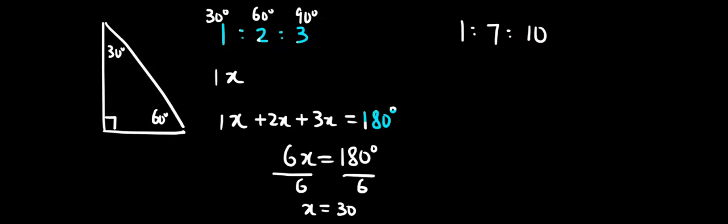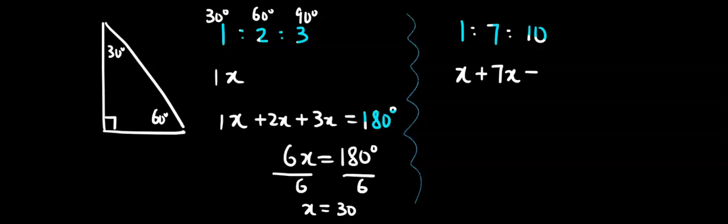Alright, let's practice one more. This time we have a ratio says 1 to 7 to 10. Same practice, we're going to set the unknown value as x. Therefore, I have 1 times x, 1x. Second one, 7x. Third one, 10x.